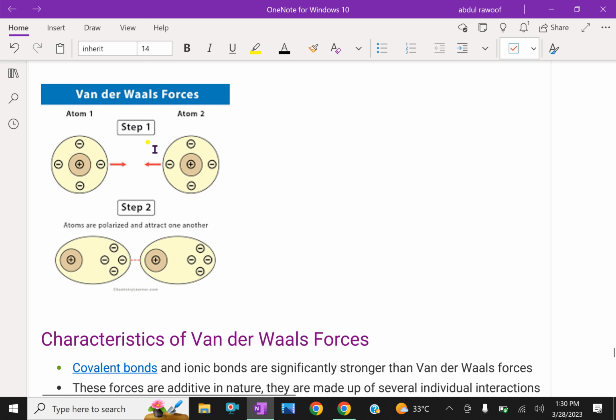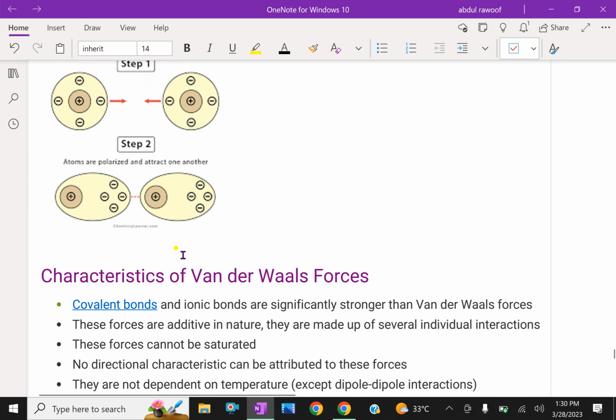Here, atom 1 and atom 2 have attraction forces. Step 2 is that the atoms are polarized and attract one another. First they attract, then the atom is polarized and attracted.